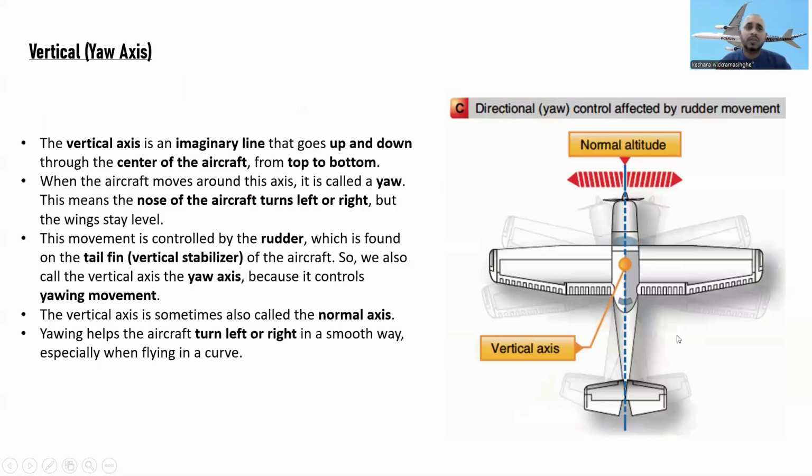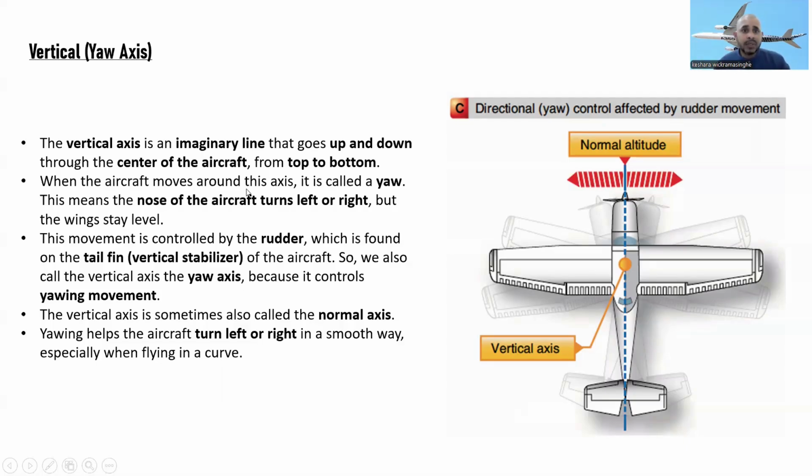Now let's go to the vertical or yaw axis. The vertical axis is also an imaginary line that goes up and down through the center of the aircraft, from top to bottom. When you see the aircraft from the top, you can see this line goes from top to bottom.